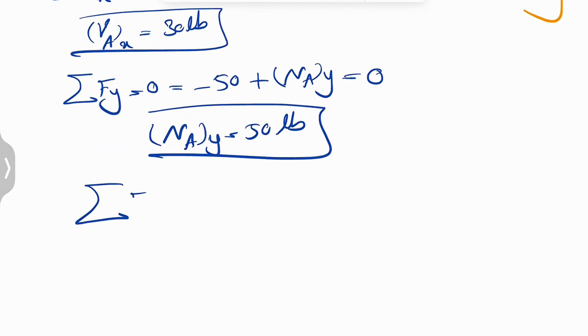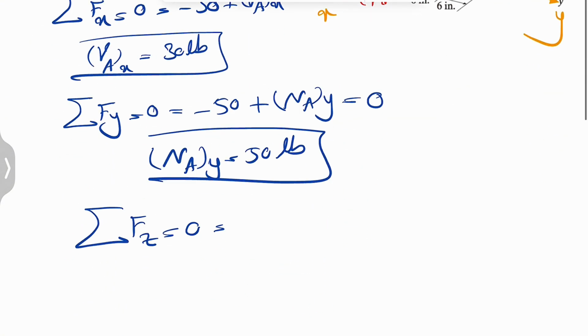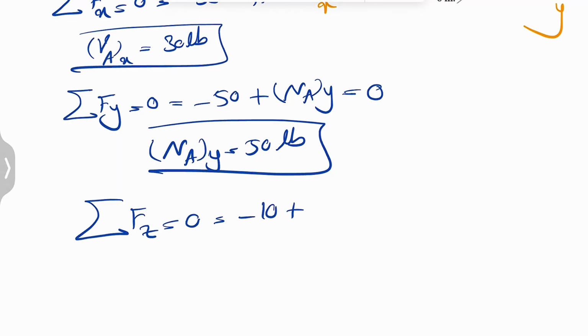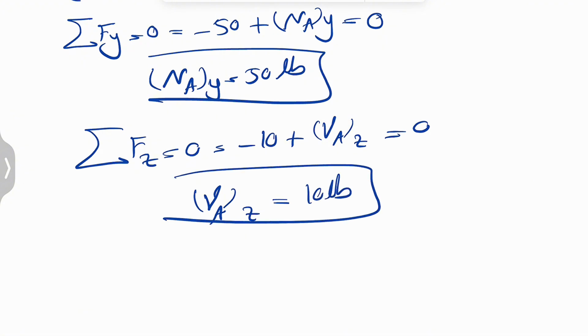Let's move on to the sum of all forces in z equals 0. We have the Fz, which is negative, it's downward, so negative 10, plus the VA in z direction, which is the shear force in z, and this is going to give us the shear force VA along the z-axis, which is going to be 10 pounds. So 3 of them are out.